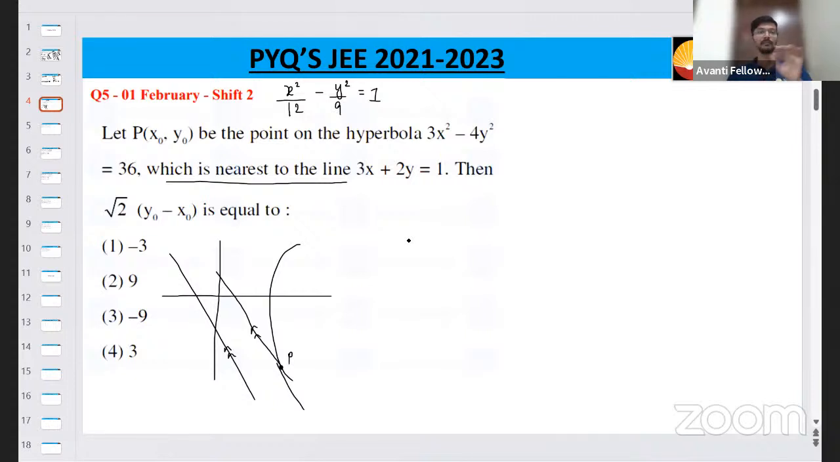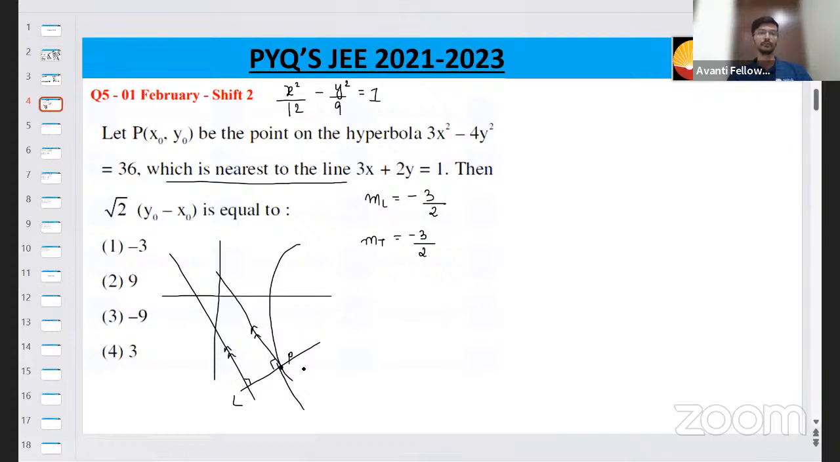It is only possible for point P to be nearest to this line L if the tangent drawn at point P is parallel to this line, correct? Because shortest distance is always obtained along the normal. If I try to draw the normal, then these both will be perpendicular. That means this tangent will be, sorry, parallel to this line. So what is the slope of this line? The slope of this line is minus 3 by 2, which will be equal to the slope of the tangent at point P.